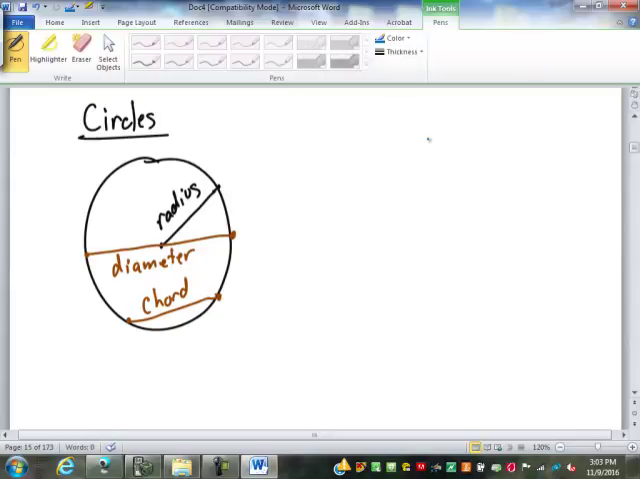Now there's a relationship between the radius and the diameter. The diameter happens to be twice the radius, so 2 times the radius. Because if you think about it, since it goes through the center, you got a radius on each side there. So 2 of them make the diameter.